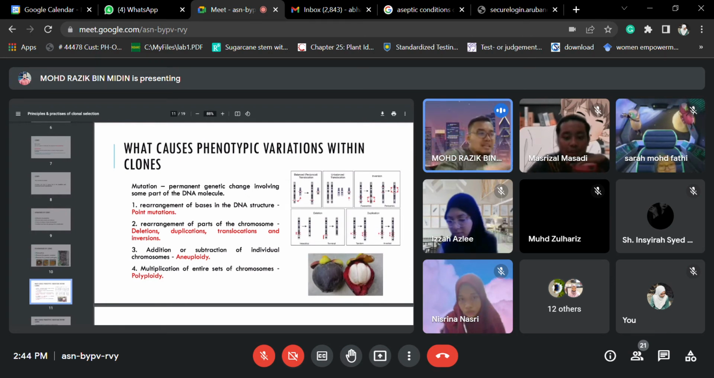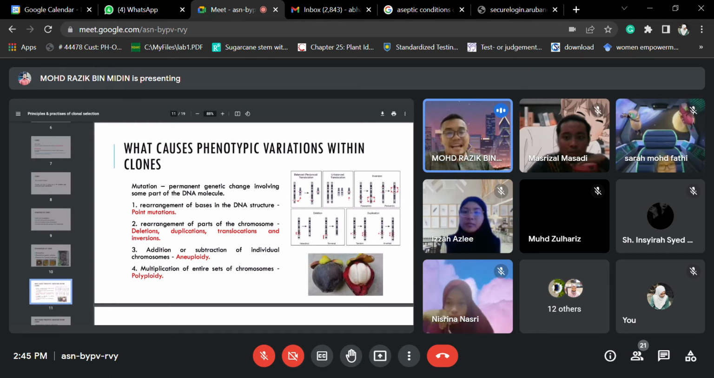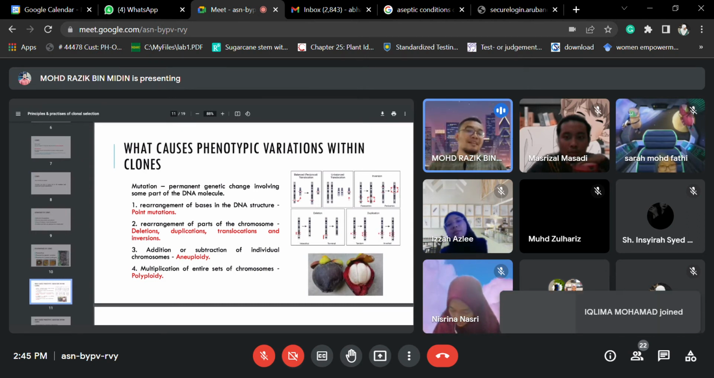The chromosomes in the organism will increase or decrease due to variation in the DNA, in the genome. And then multiplication of the entire set of chromosomes, polyploidy. Usually this can be done by treating the targeted plants with chemicals. If we look at plants with big fruits, we do chemical treatment.